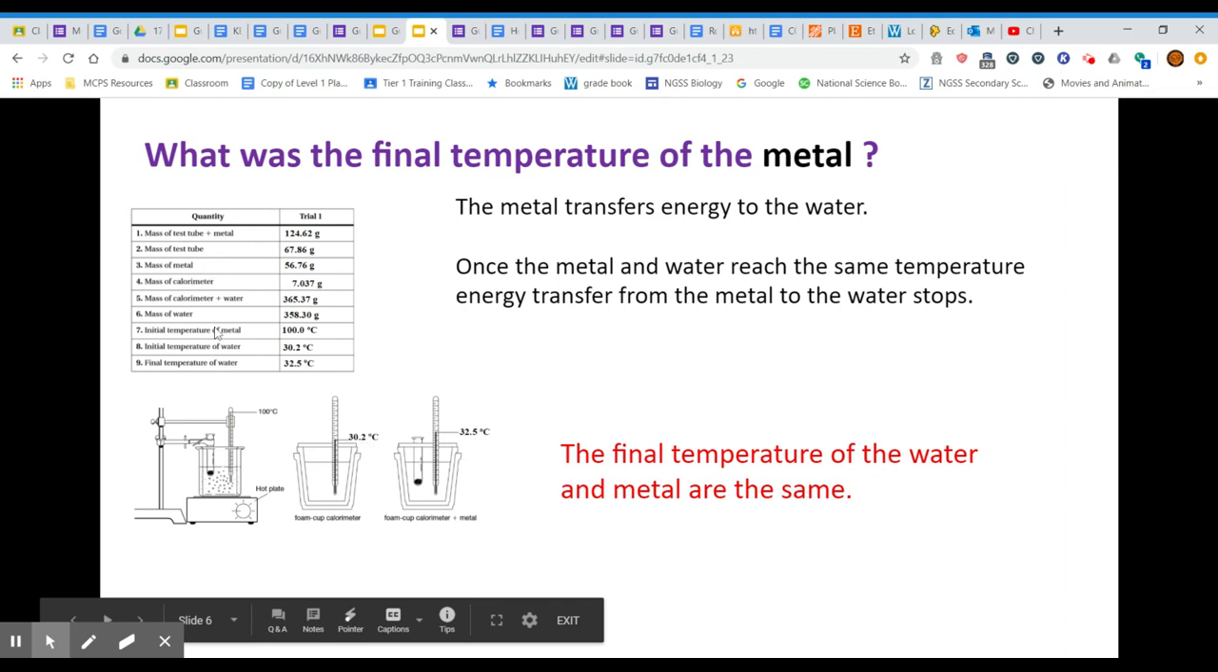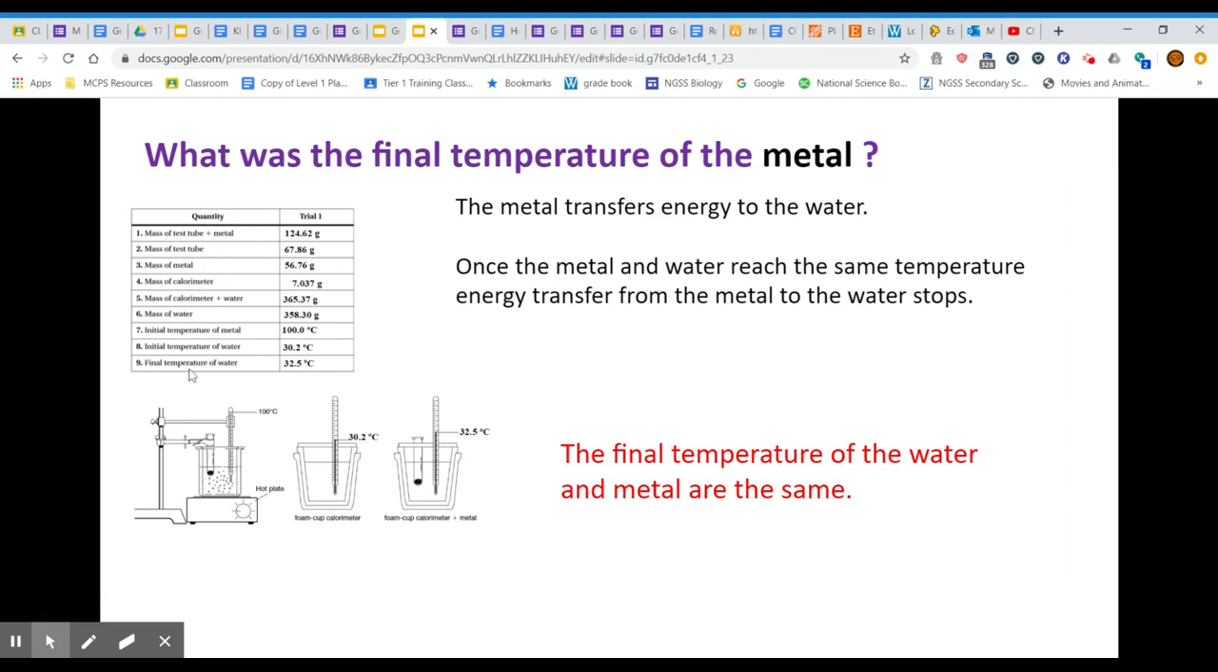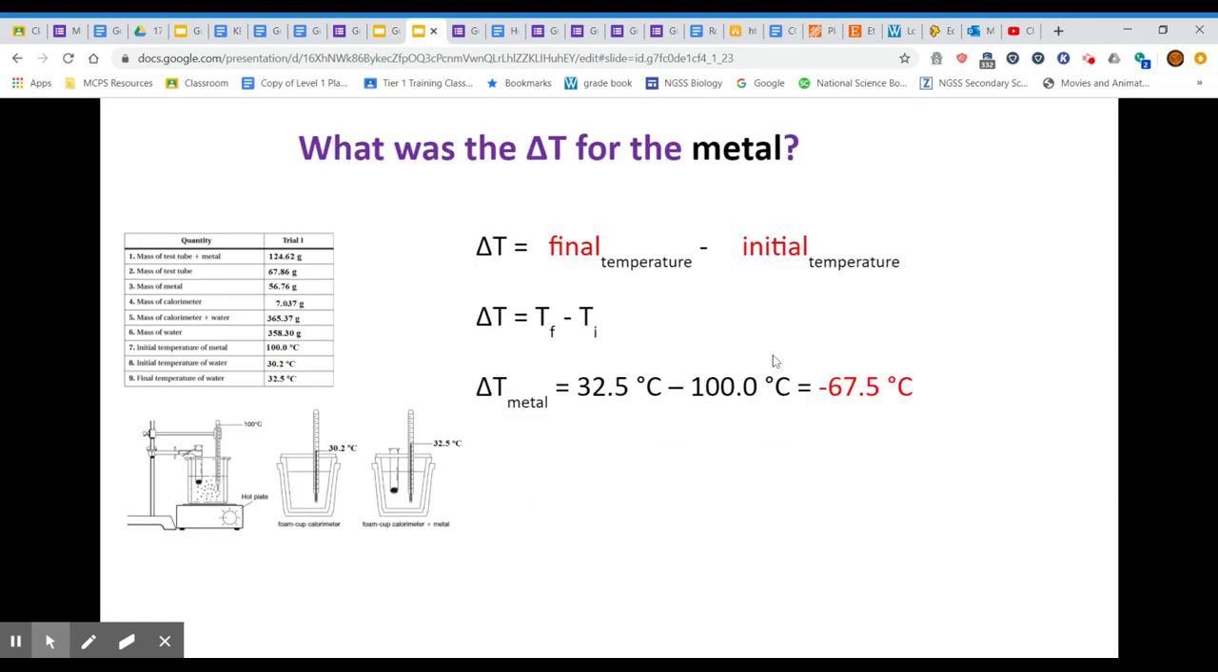So here, if you see, I have not given you the column for the final temperature of the metal, because we are assuming that the final temperature of the metal will be the same as the final temperature of the water, that being 32.5 degrees Celsius. That's what you see here, 32.5 degrees Celsius.